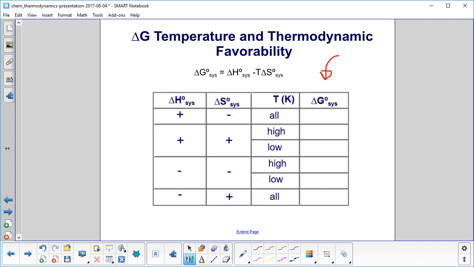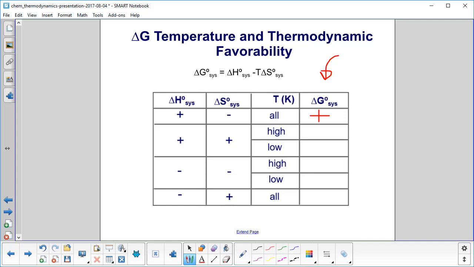Okay, so let's look at the first one. Delta H system is positive, so let's put a positive right up here. Delta S is negative. Well, what's a negative times a negative? That would be positive. So your change in Gibbs free energy here is always going to be positive. Okay, so let's erase this and then we'll go to the next one.